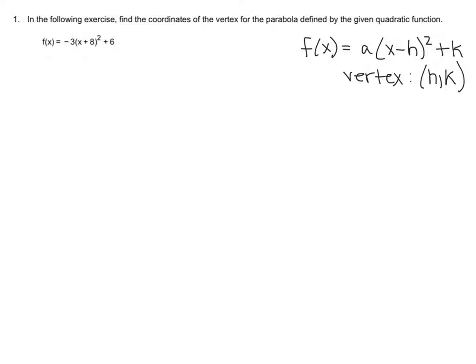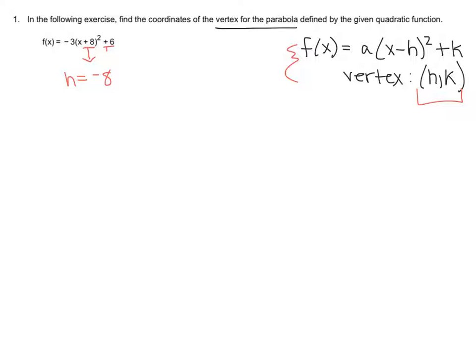For the first question, we're given a quadratic function and we're asked to find the vertex of the parabola. This function is in standard form. And the vertex, when a function is written in standard form, is (h, k). So to find h, k, we're going to take the opposite sign of the number within parentheses. And this corresponds to h. So h equals -8.